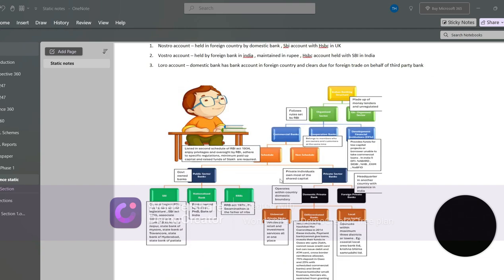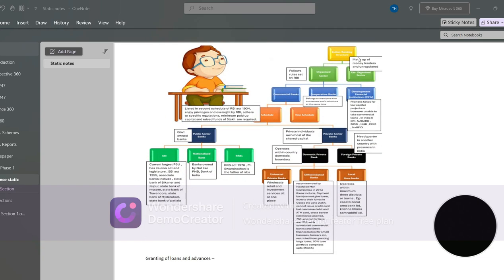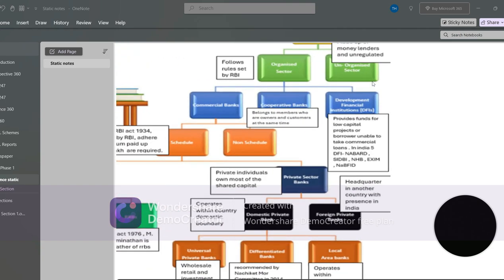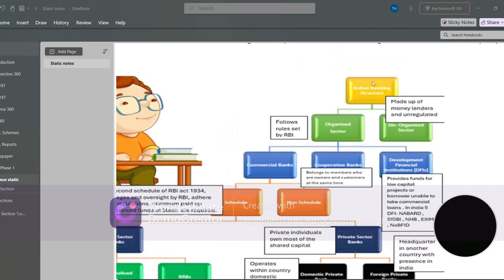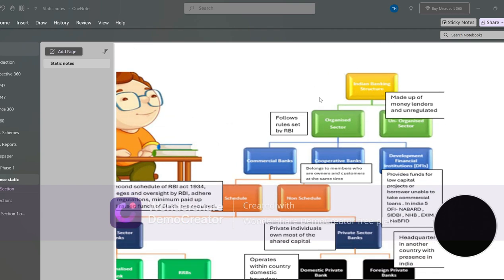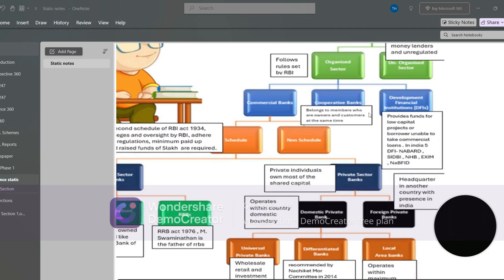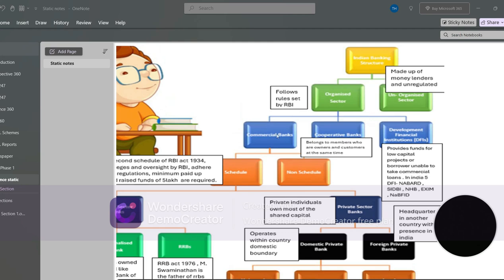Now, this is the basic Indian banking system's flow chart. The first division in the Indian banking structure is that there is an organized sector and there is an unorganized sector. The organized sector follows the rules set up by RBI, and the unorganized sector is made up of money lenders and is unregulated. The organized sector has three parts: commercial banks, cooperative banks, and development financial institutions.